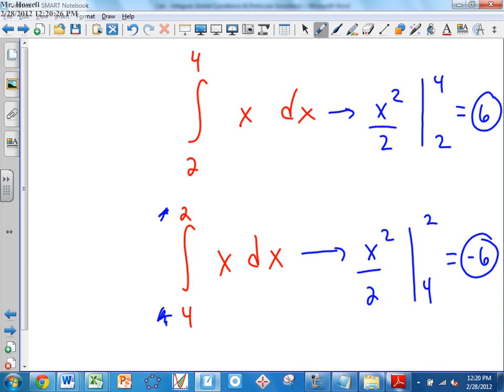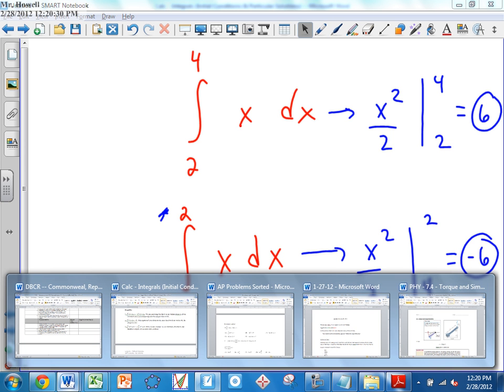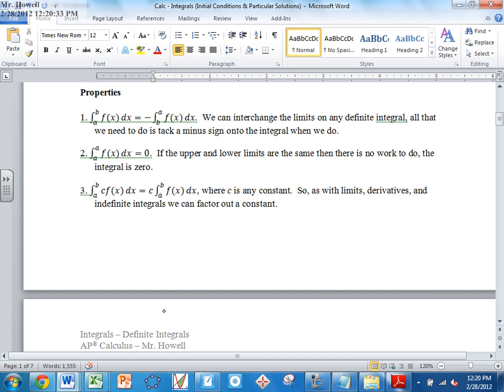Okay? So again, if you look back at my notes, this is what you're going to see that I wrote down here. Well, actually, this note was not mine. When we interchange the limits of any definite integral, all that we need to do is tack a minus sign onto the integral when we do this. This is my notes, actually, because there's a typo, and that's me. We have to be exactly the same, right? Okay.